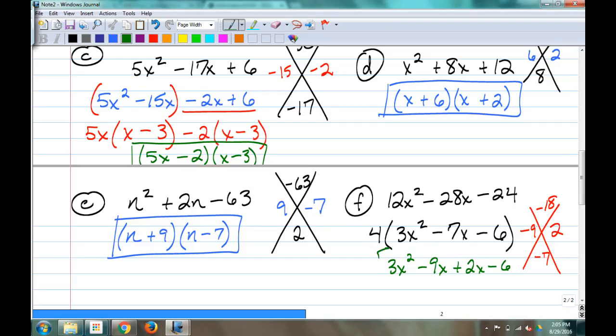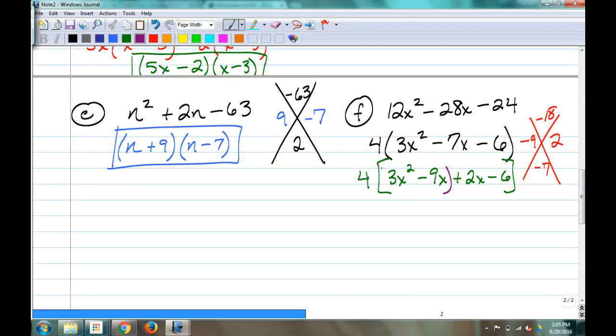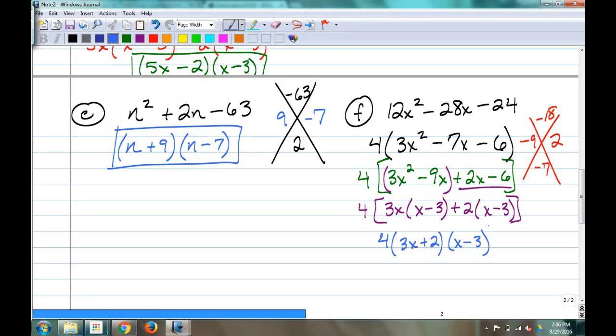Okay? So I'm putting brackets here to say that 4 is still out in the front. And then I'm grouping that stuff. 3x squared minus 9x, they have what in common? 3x, leaving x minus 3. The next pair has 2x minus 3. So your final factored form has the 4 you pulled out at the very beginning, a 3x plus 2, and an x minus 3. Oh, it's 4 steps.